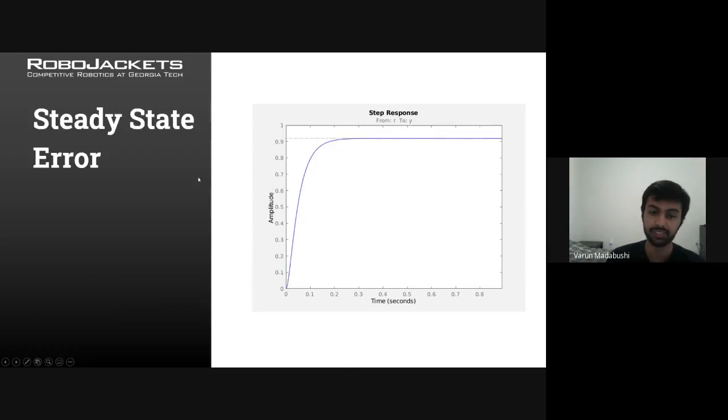And then on the opposite, you can have steady state error, which means that the robot will stop before it reaches the goal. Here it stops at 0.91, but it's trying to get to 1. In this case, the issue is caused by a lack of energy. The only way to solve that is to add more energy, such as integral or adding more proportional gain.